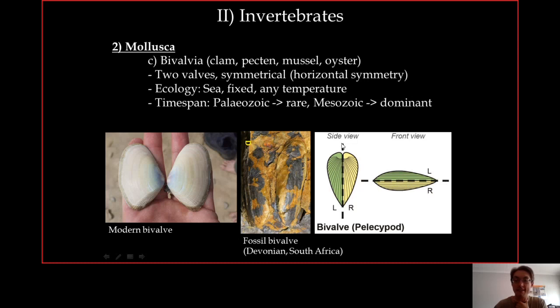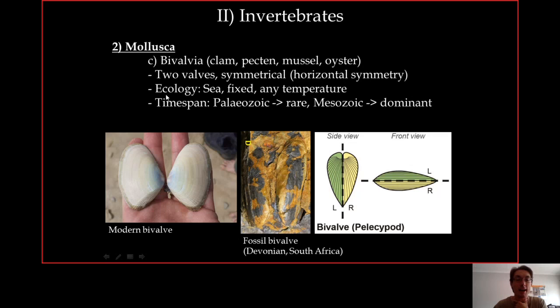So the axis of symmetry runs between the two valves. If I'm telling you this now, it's because we will see another kind of seashell that has a different type of symmetry, of course. So keep this in the corner of your head, in the corner of your brain, horizontal symmetry, because it's going to come back.